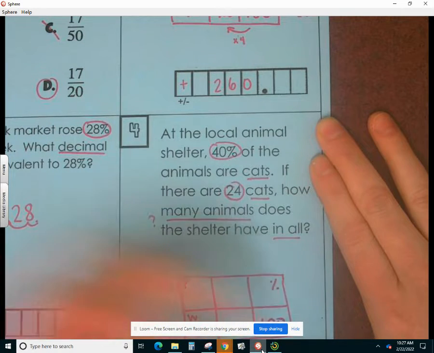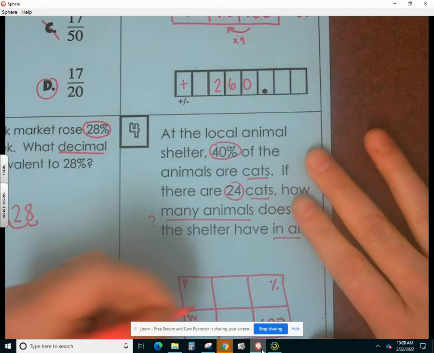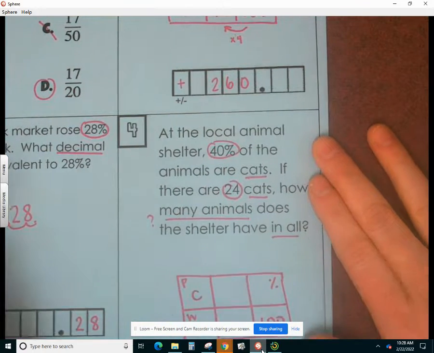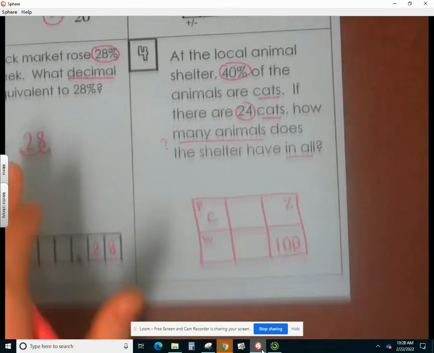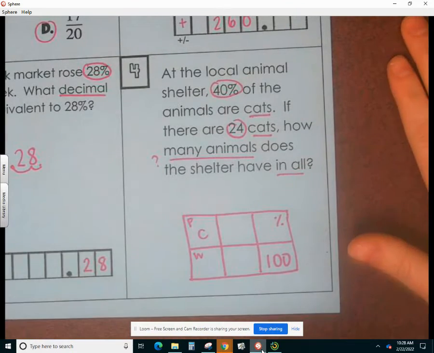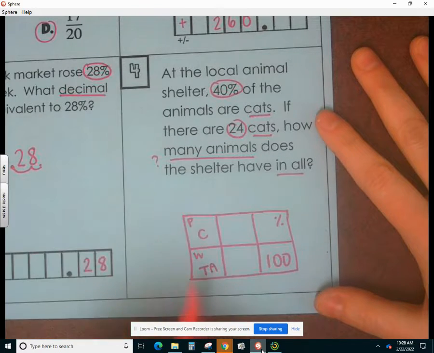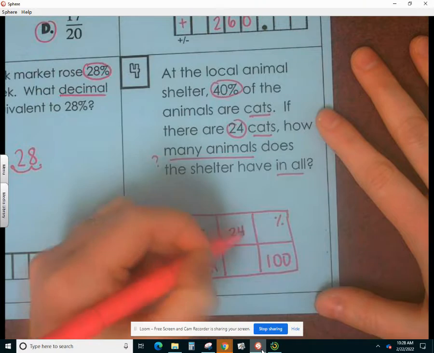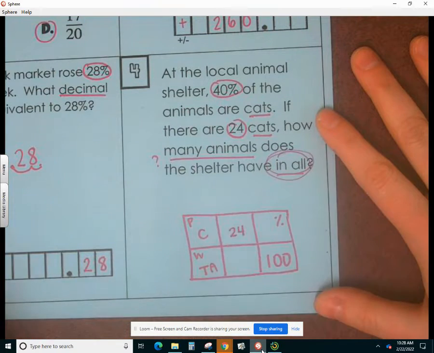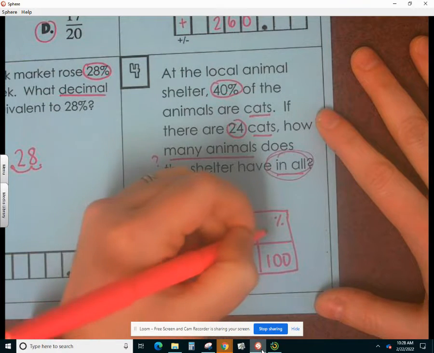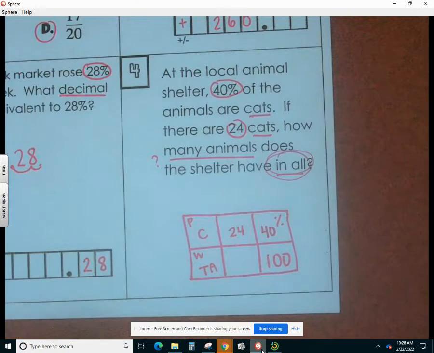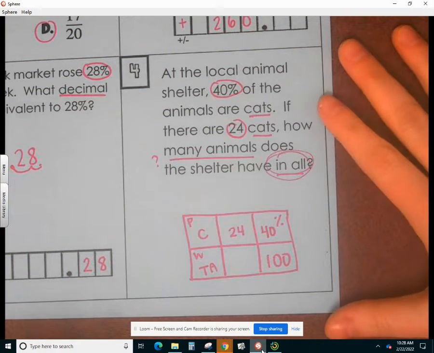We need our percent box. So part of the animals are cats, right? They're not all cats. So total animals would be our whole. And we don't know how many total animals there are. We only know how many cats there are. We're looking for the in all. So that should definitely be blank. We do know that the 40% goes there.